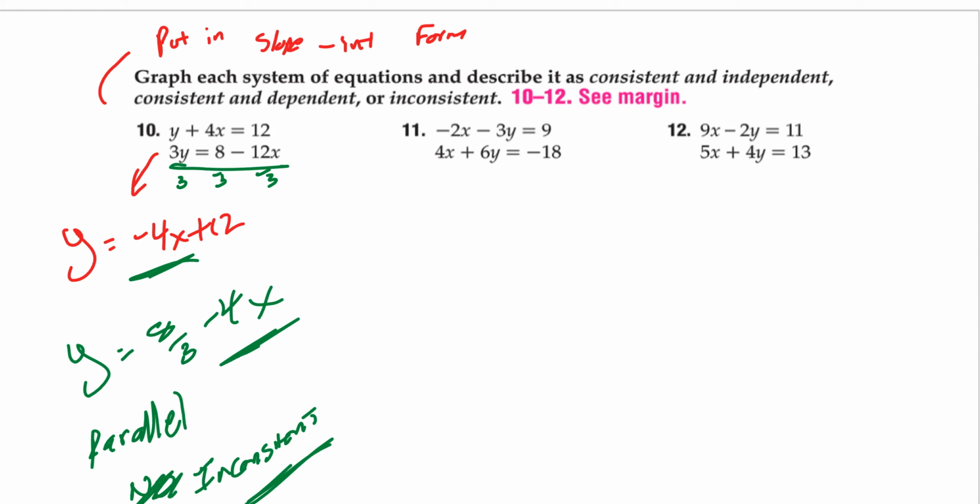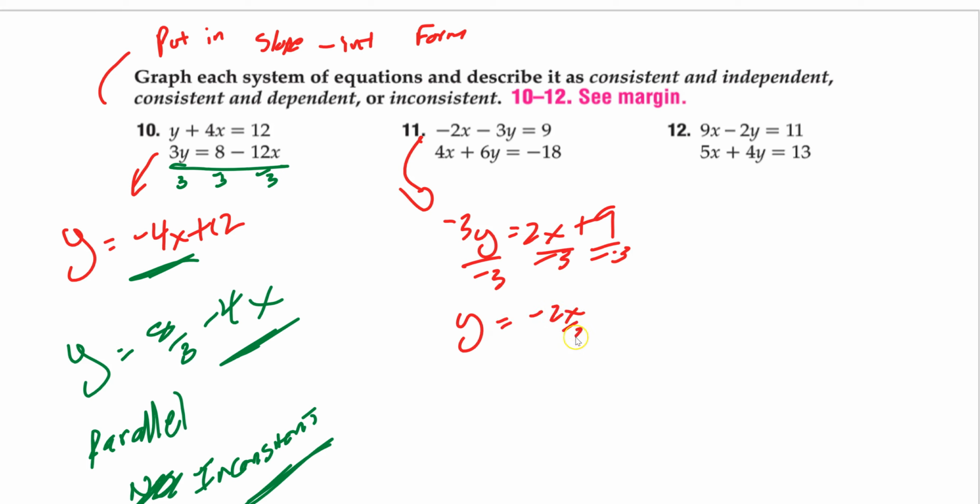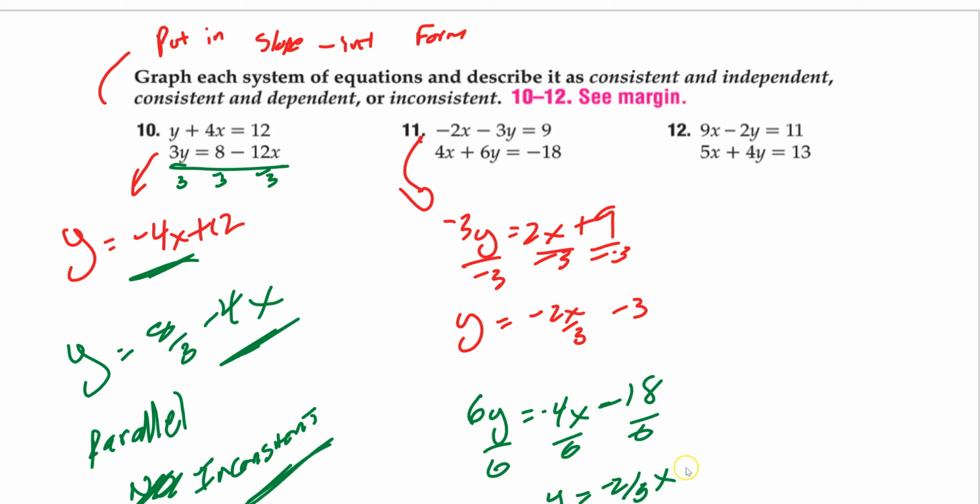Again, we can do the same thing with all these. I go right here and just put it in slope-intercept form. Solve for y, so add the 2x to both sides. Divide by -3. You get y is equal to -2x over 3 minus 3. Do the same thing with the next one. Subtract the 4x from both sides. Divide by 6. And y equals -2/3 x minus 3.